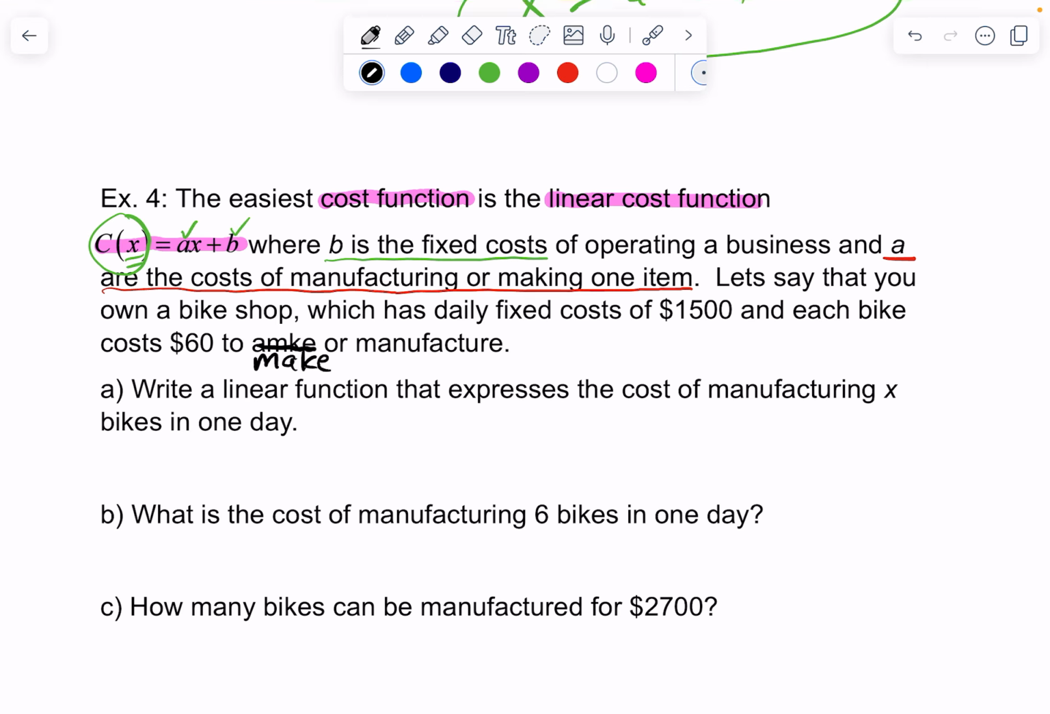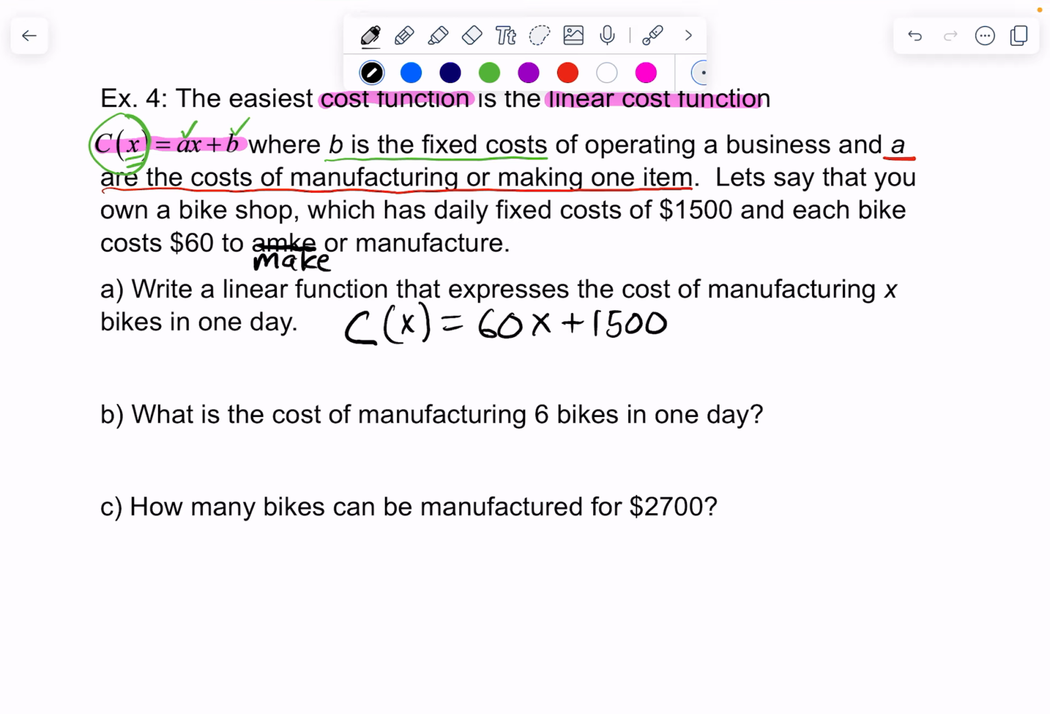Write a linear function that expresses the cost of manufacturing x bikes in one day. Well, the cost C of manufacturing x bikes, which is the independent variable, will equal $60 for every bike that you make plus the $1,500 daily cost. And there you have it.